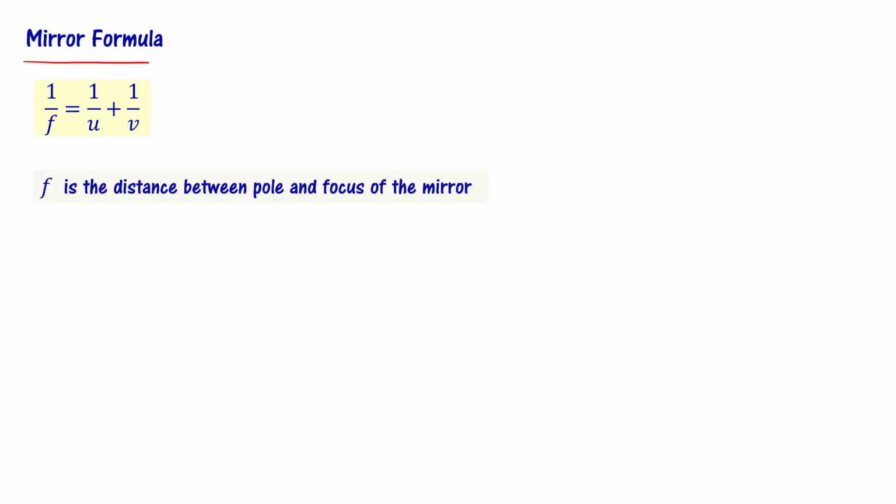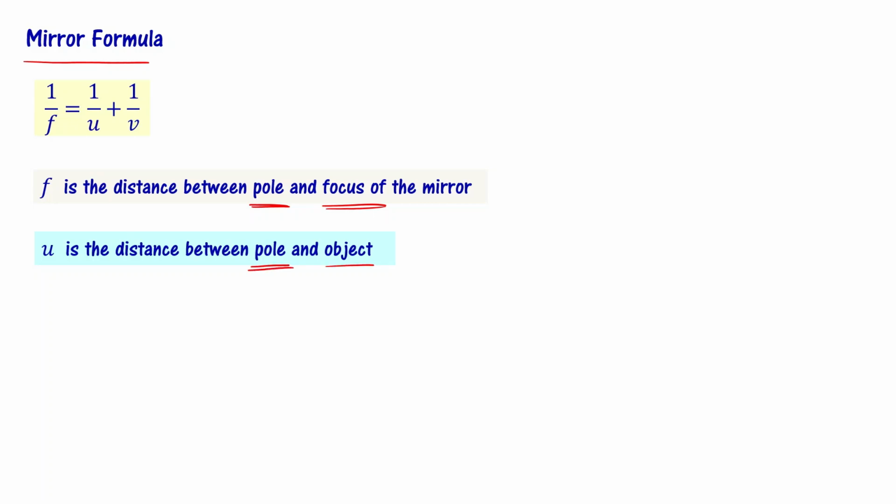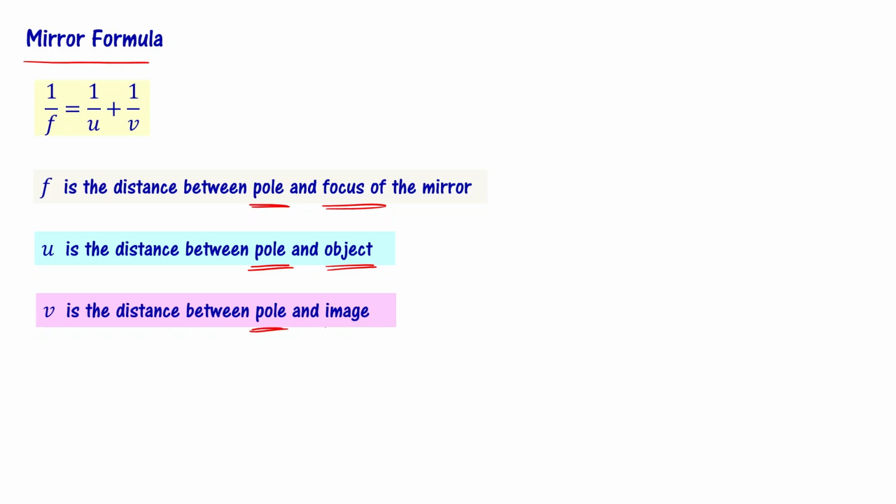Let us first learn about the mirror formula. It is also called the mirror equation. It is defined as 1 by f equal to 1 by u plus 1 by v. Here f is the distance between the pole and focus of the mirror. u is the distance between the pole and the object. v is the distance between the pole and the image. You see, here the pole is common in every one, right? Please take a note of that.